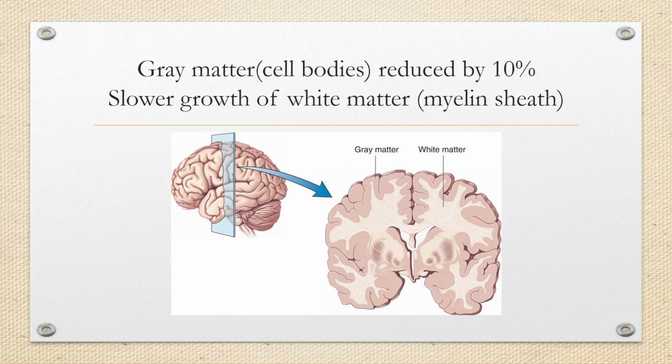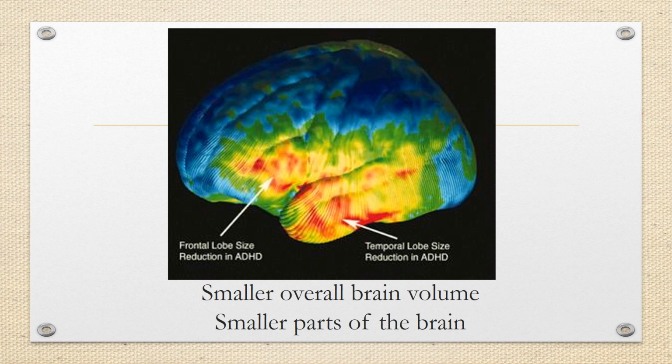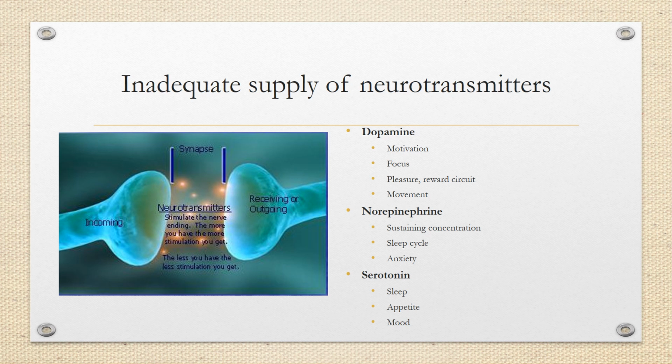ADHD. Recent studies have shown that gray matter, or the number of neurons and cells that we have in our brain, is reduced by 10% for individuals with ADHD. Also, we find that white matter, which is involved with conducting neurotransmitters, grows more slowly in individuals with ADHD. Certain parts of the brain have smaller brain volume, and for many people, there is an inadequate supply of neurotransmitters.